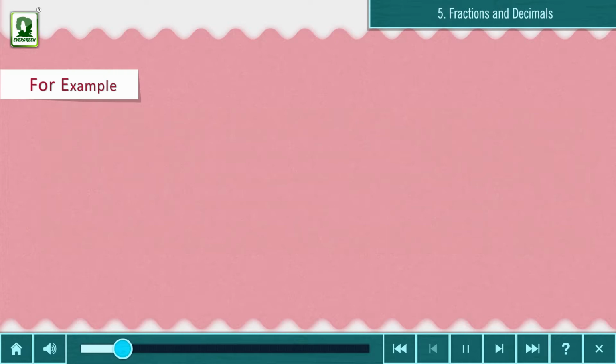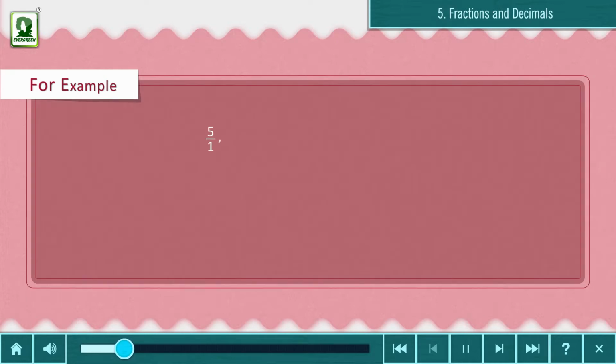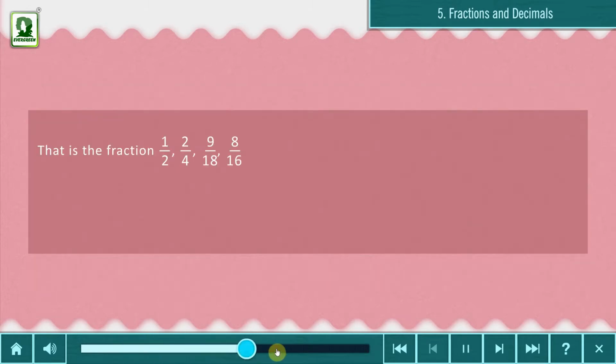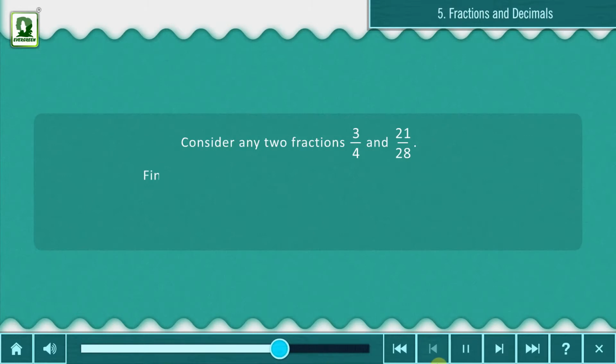For example, 5 by 1, 1 by 3, 5 by 7, 11 by 8, 3 by 2, etc. 8 by 6 by 28. To find the cross product of numerator.